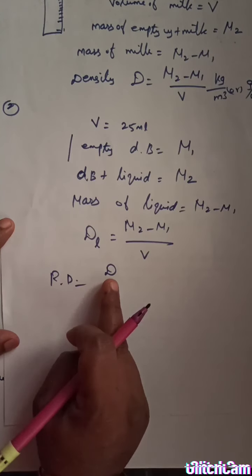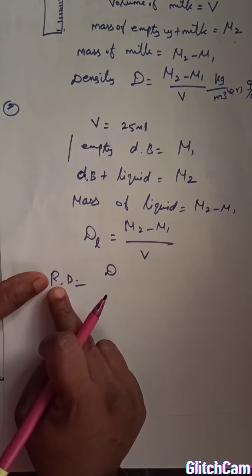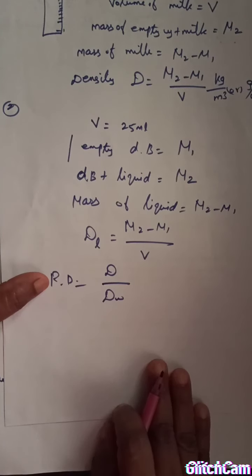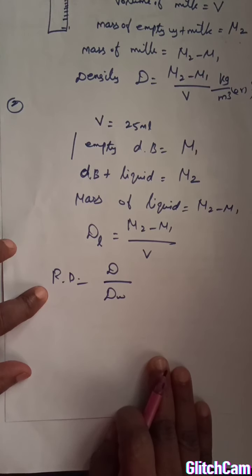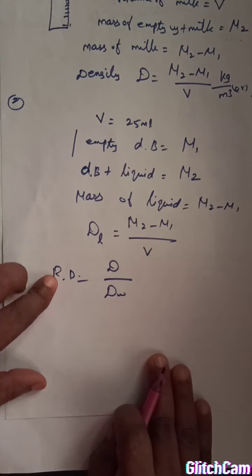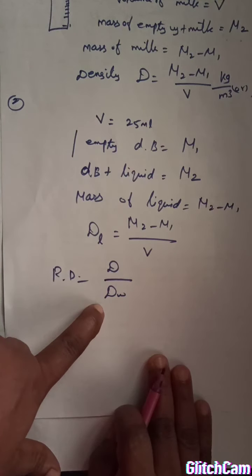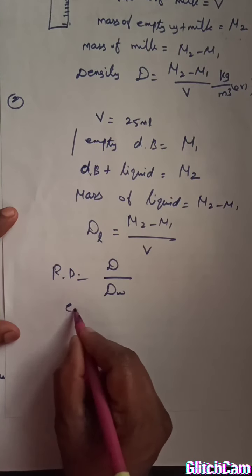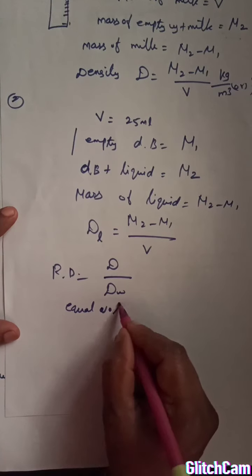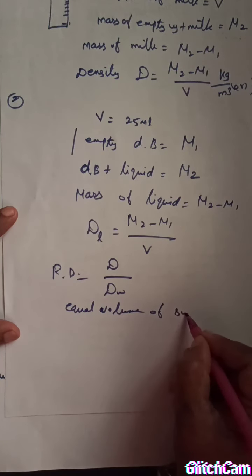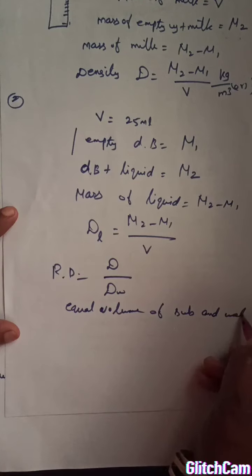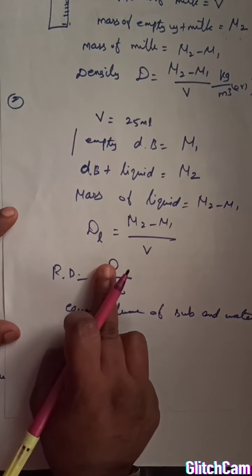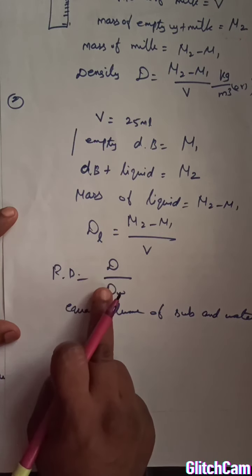Now imagine you want to find the relative density of iron. Then it is density of iron upon density of water. That is the relative density of iron. So relative density of iron means density of iron upon density of water at 4 degree Celsius. Now the special case: if you are taking equal volume of the substance and water. Imagine you take water 100 ml, then the substance also the same volume, 100 ml. So the volume is the same here.